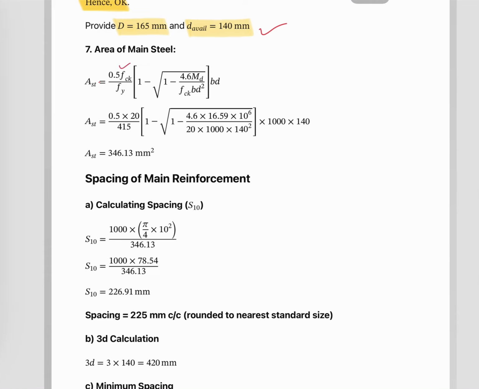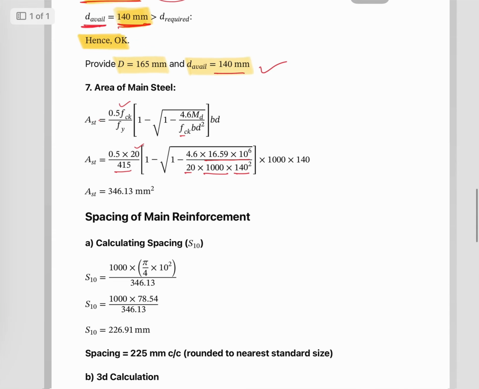You have every single value. You have fck as 20, fy as 415, Md as 16.59 into 10 to the power 6, fck as 20, b as 1000 and d as 140, which is this one. You multiply by 1000 into 140, the same figure. So you get the area of steel required as 346.13 mm square.